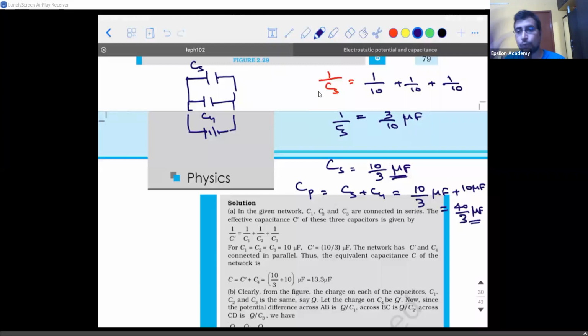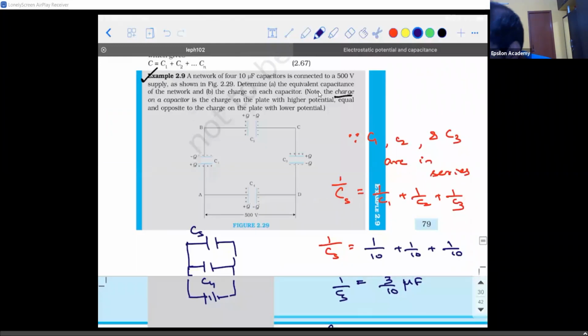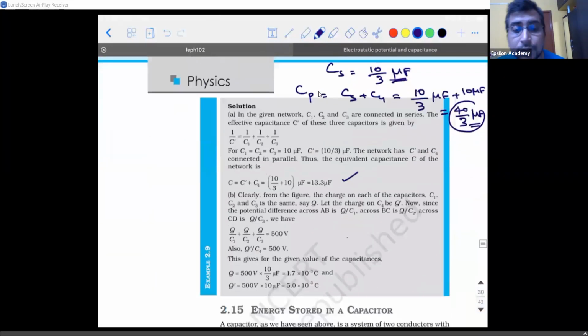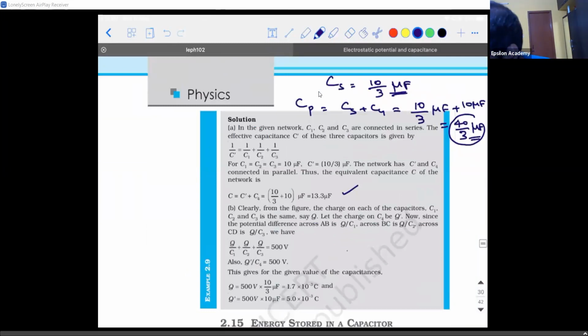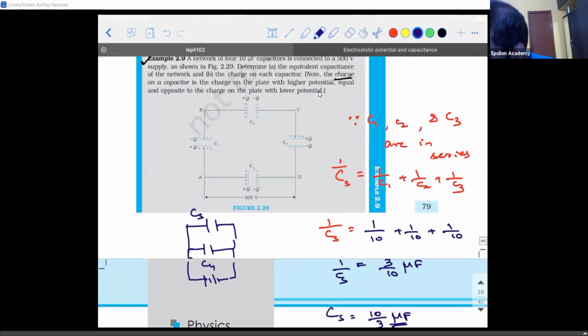Means instead of those four capacitors C1, C2, C3, C4 in this network, I can replace it with a capacitance of 40 by 3 microfarad. Okay, 40 by 3 is 13.33 something. Okay, is that all they're asking in the question? What is the other important point, guys? They're asking, you need to find the charge on each capacitor. That is another work we need to do. Listen. So I will take this whole network. I'll copy this.